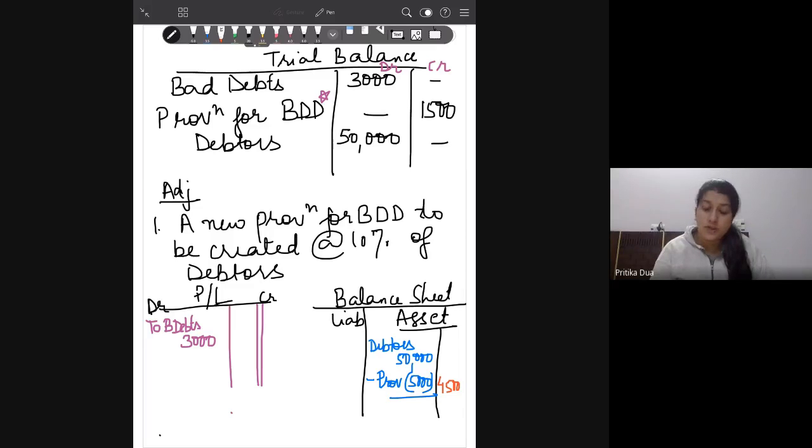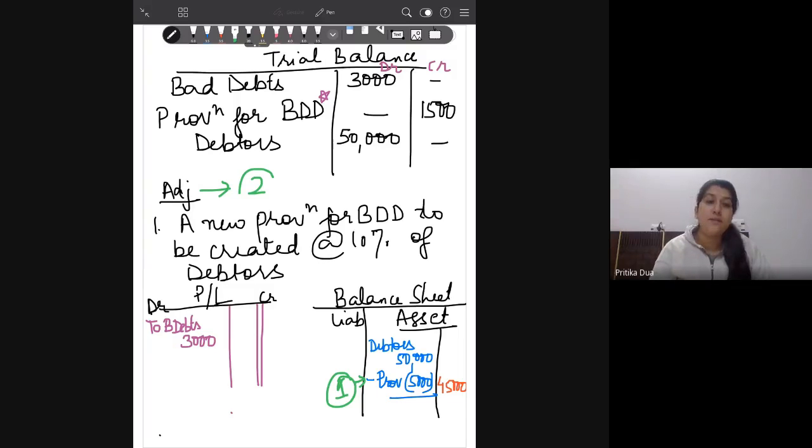Okay, so this is the first effect of the adjustment. As already told multiple times, adjustments will have at least dual effect. So the first effect of this adjustment we have completed in the balance sheet, while trial balance figures will appear at a single place. Now what is the second effect of this adjustment?